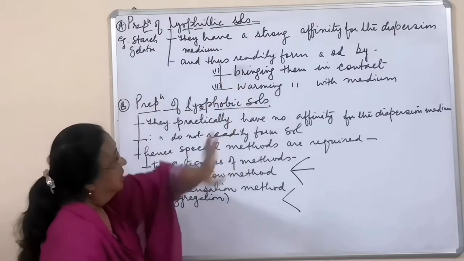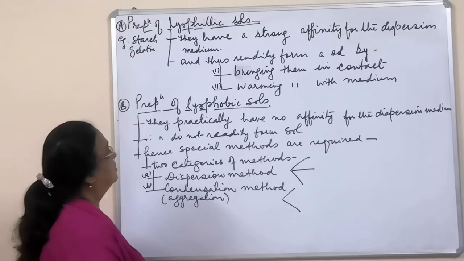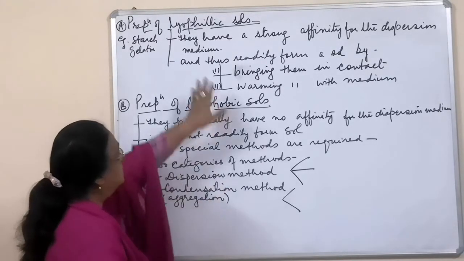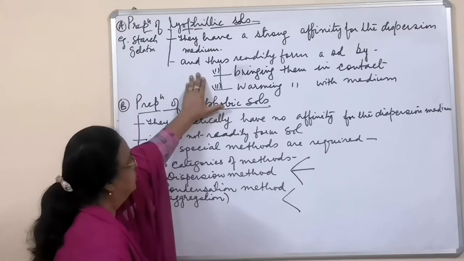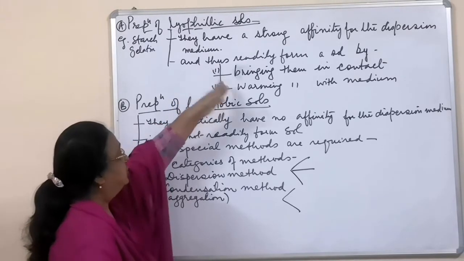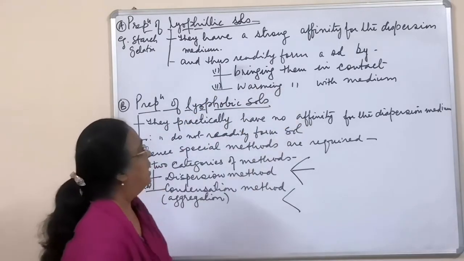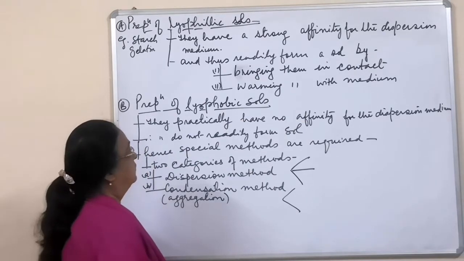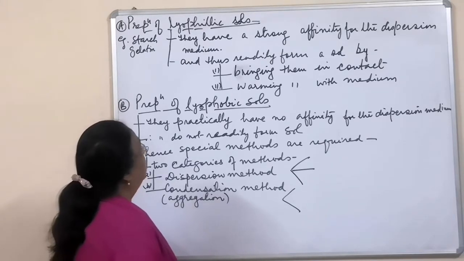So they have strong affinity, strong attraction. Very easily they are attracted towards the solvent, that is the dispersion medium, and so they can very easily be converted into a sol, a colloidal solution, by either of these two ways. You mix them together, bringing them in contact, or you just warm the dispersion medium with the dispersed phase. So solute with solvent, if you warm, then you will get a sol.